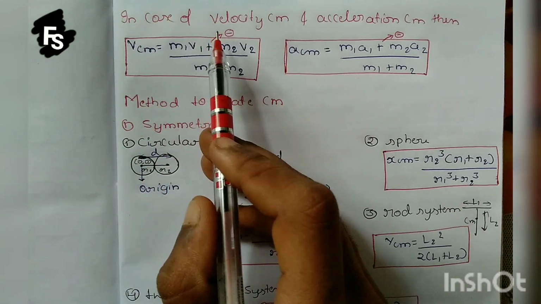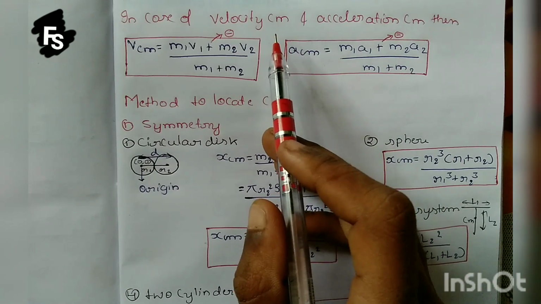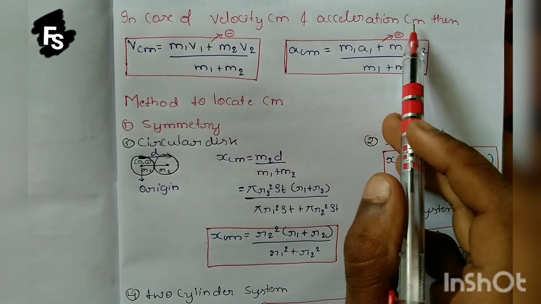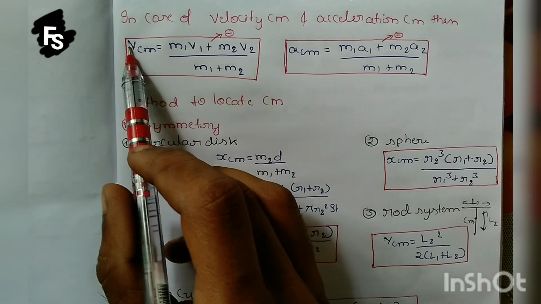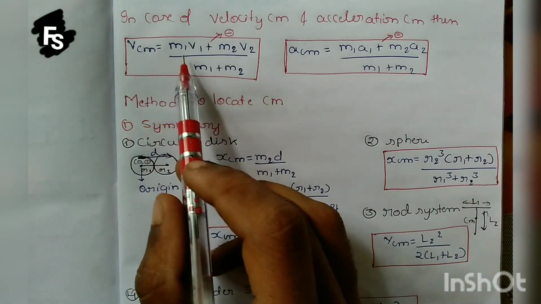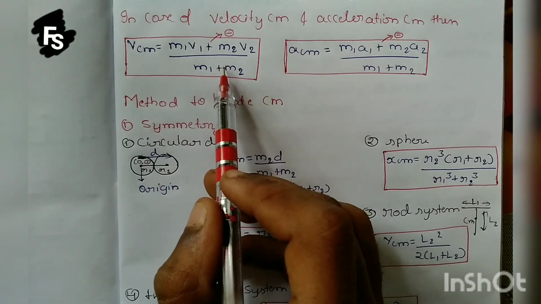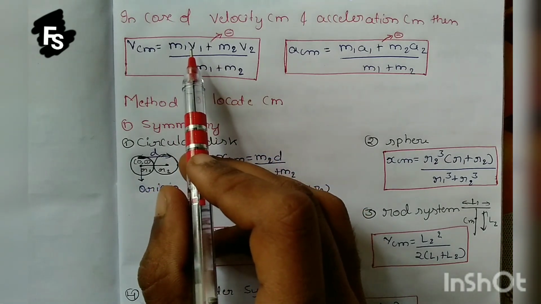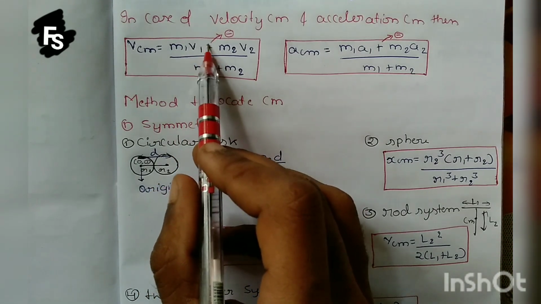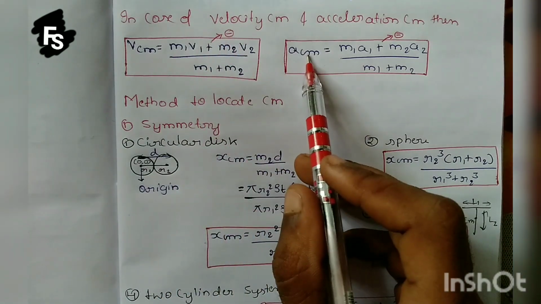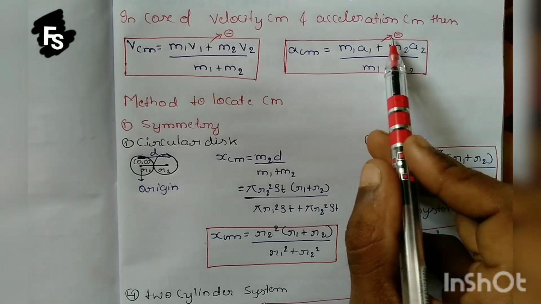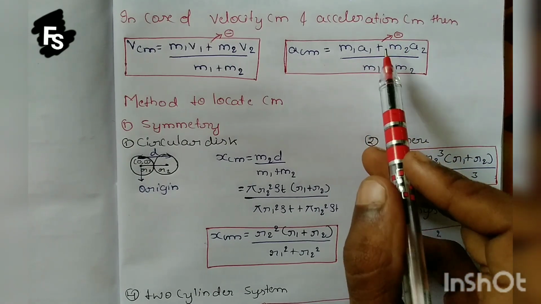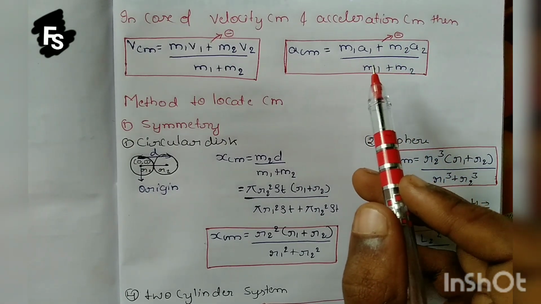In case of velocity of center of mass and acceleration of center of mass, the formula is: velocity of center of mass is equal to m1 v1 plus m2 v2 by m1 plus m2. If both are moving in opposite directions, the plus will become minus. For acm, it is m1 a1 plus m2 a2 by m1 plus m2. The plus will become minus if they are moving in opposite directions.